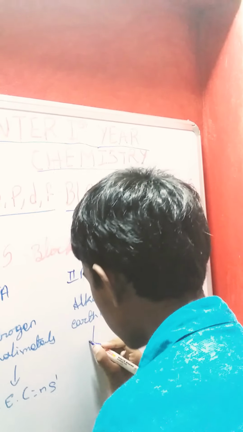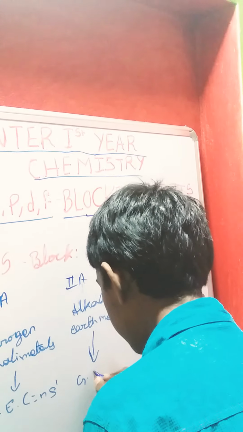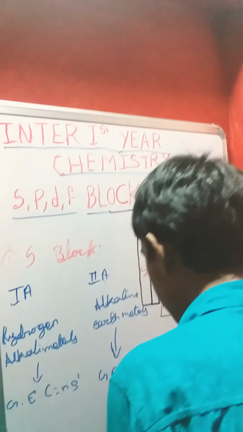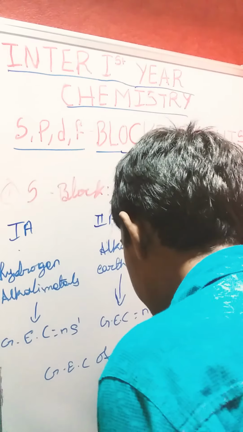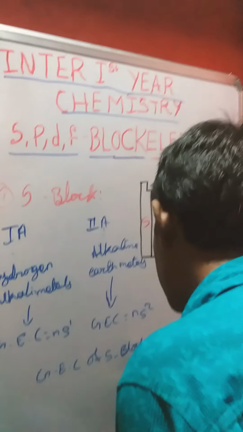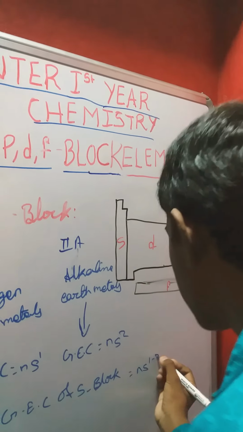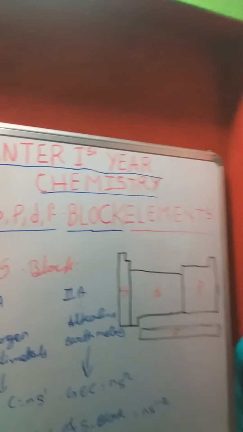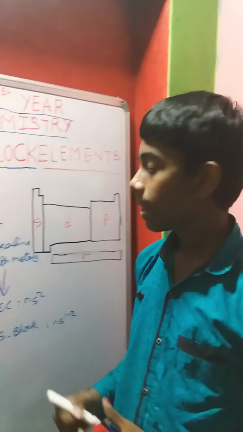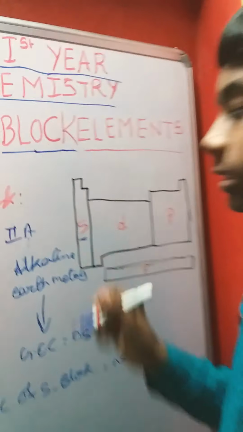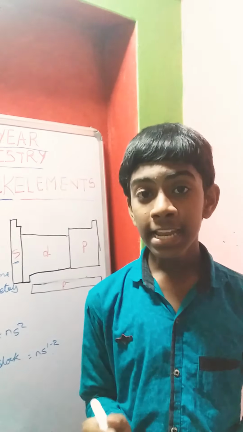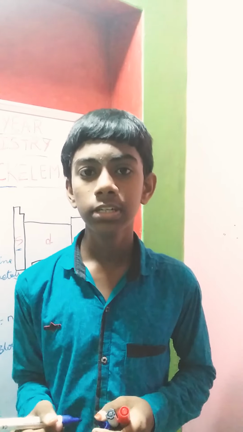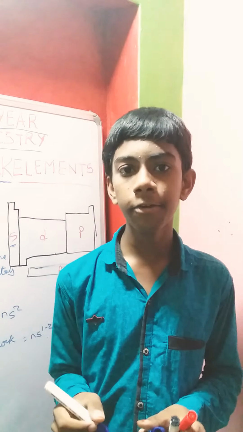The general electronic configuration of the outer shell is ns2. The general electronic configuration of S block elements is ns1-2. These elements are placed at the left side of the periodic table. All the S block elements are highly electropositive metals except hydrogen, good reducing agents and highly reactive.